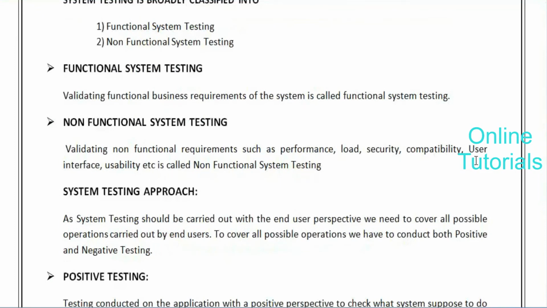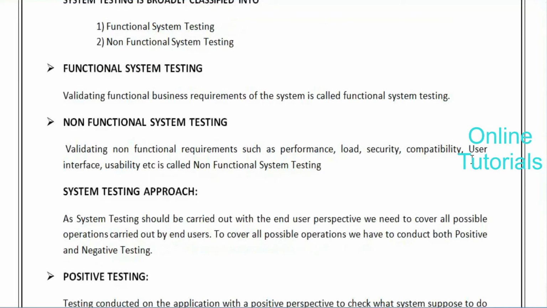Compatibility I already explained: related to the number of browsers, platforms, and devices which are available in the market. Is the application compatible or not? We are going to check it. User interface, usability. User interface is nothing but, is that a user friendly GUI or not? Is that particular application very easy to understand or not? Are the operations which you are doing easy or not? Is the flow of the application easy or not?